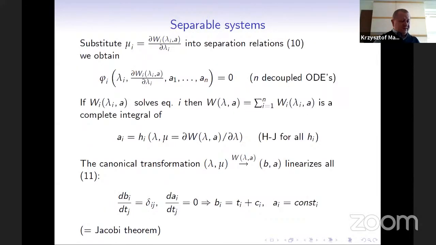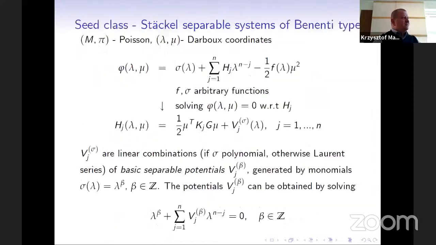It's a very classical and very beautiful theory. I'm going to explain it further, but if you feel hungry for knowing more, you should maybe read a little bit about the Hamilton-Jacobi equation and its modern treatment. It's basically Jacobi's theorem that I presented here. Now we look at a very special class of Stäckel separation relations, namely so-called Stäckel separable systems of Benenti type.